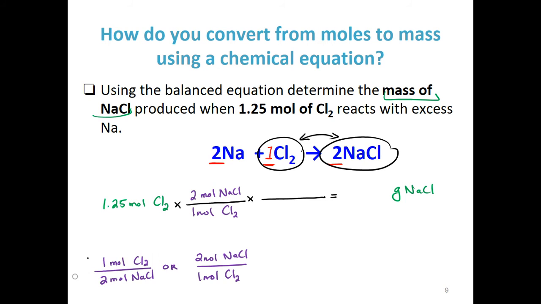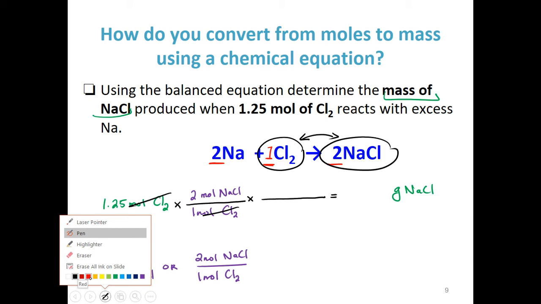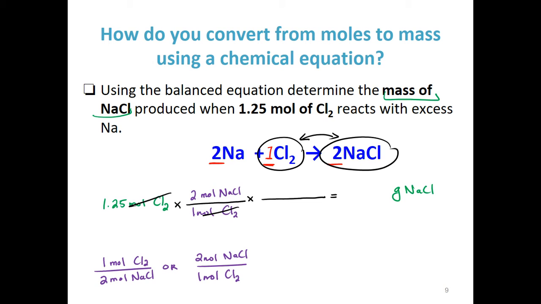Now that I have moles of sodium chloride, I can easily go to grams of sodium chloride by calculating the molar mass of sodium chloride. Sodium from the periodic table is 23 grams per mole, and chlorine from the periodic table is 35.45 grams per mole. That gives me 58.45 grams per 1 mole of sodium chloride.